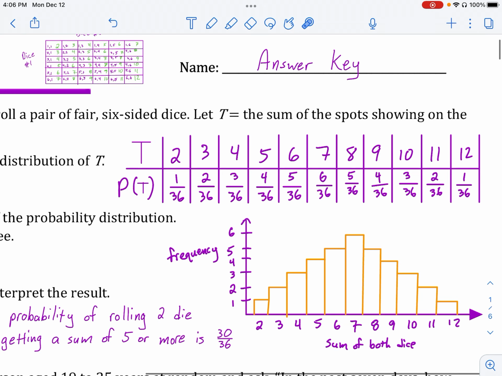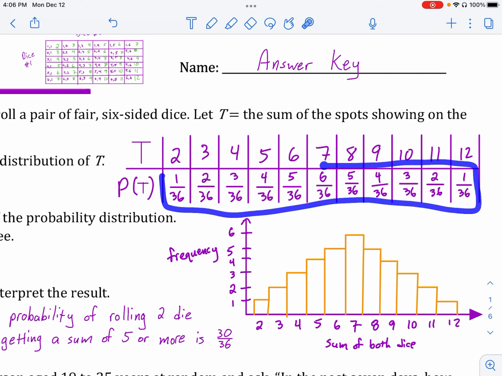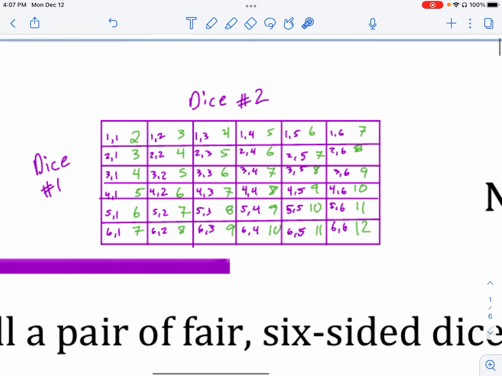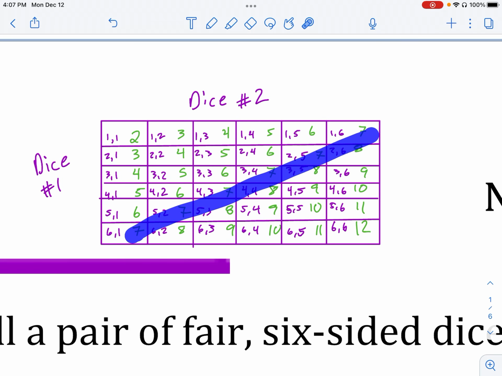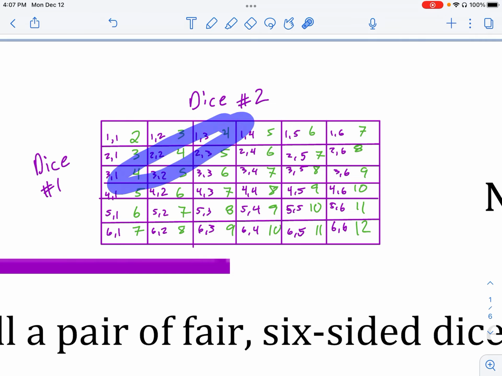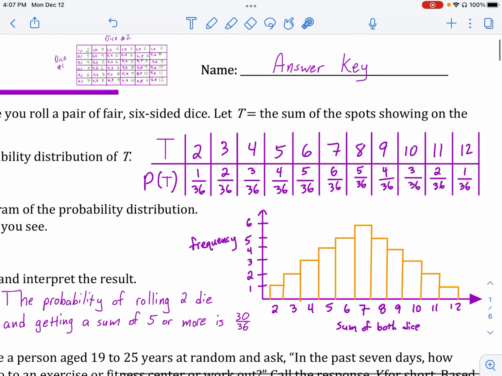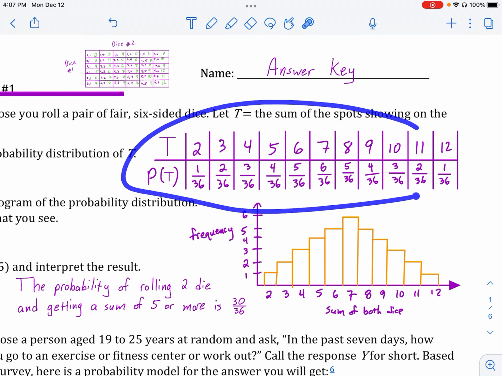And then you may wonder where I got these probabilities from. We learned last chapter 7s are the most common, and like 2s and 12s are the least common. I copied and pasted this table from last chapter, but like here's the 7s right across this diagonal right here. There's 1, 2, 3, 4, 5, 6 ways to roll a 7. How about 4s? 4s are right here. 1, 2, 3 ways to get a 4, and so on. So that's where I got this table, this probability distribution from.